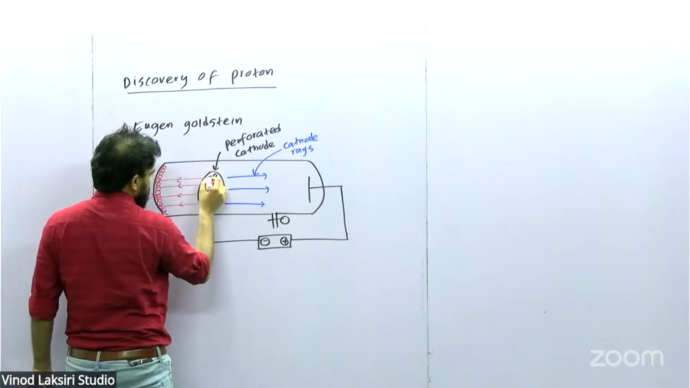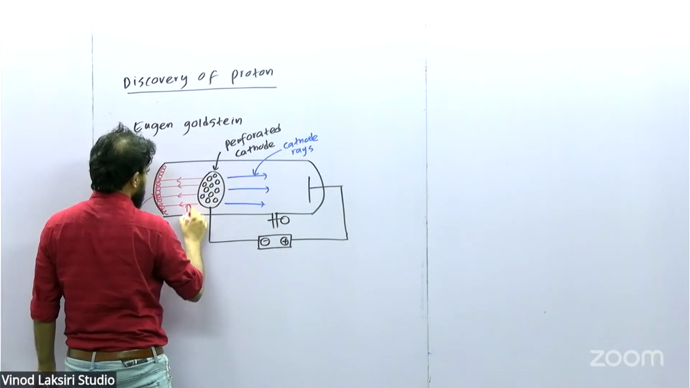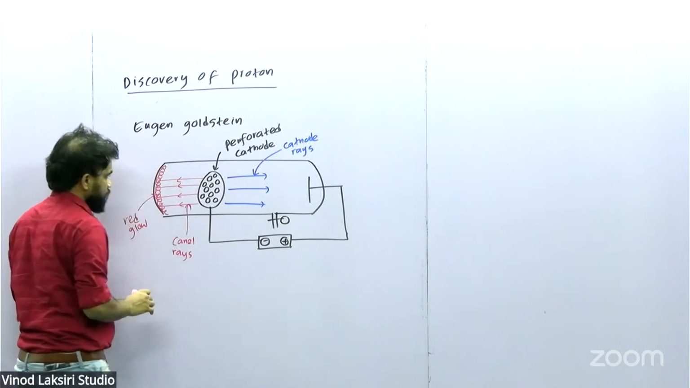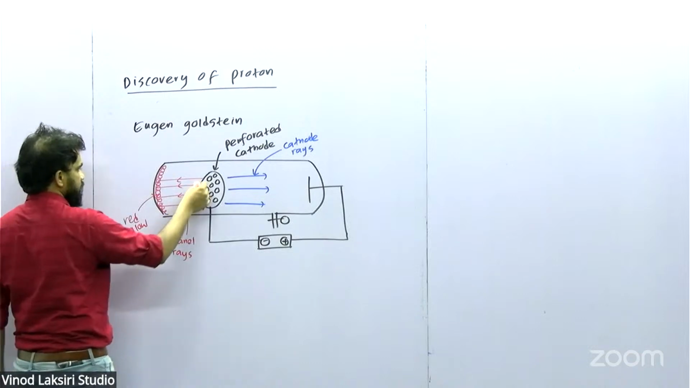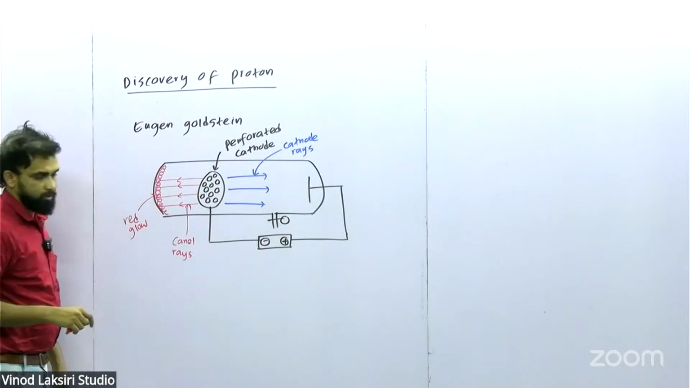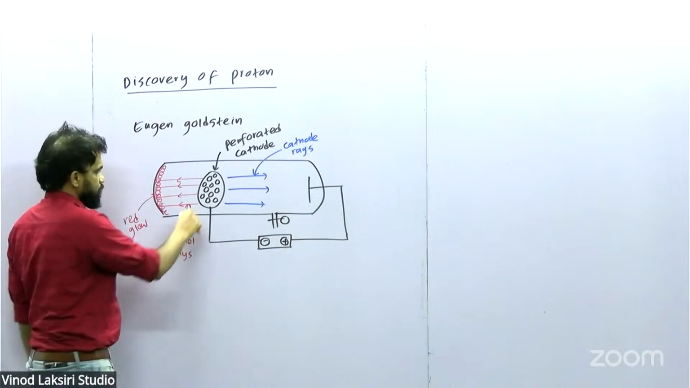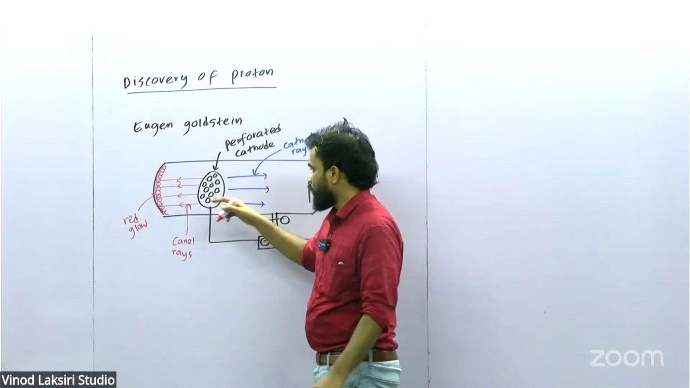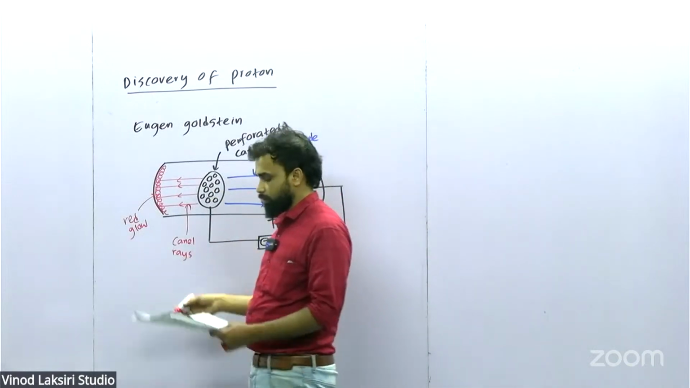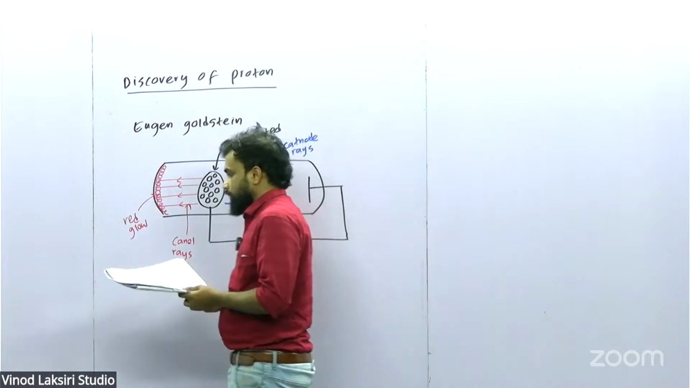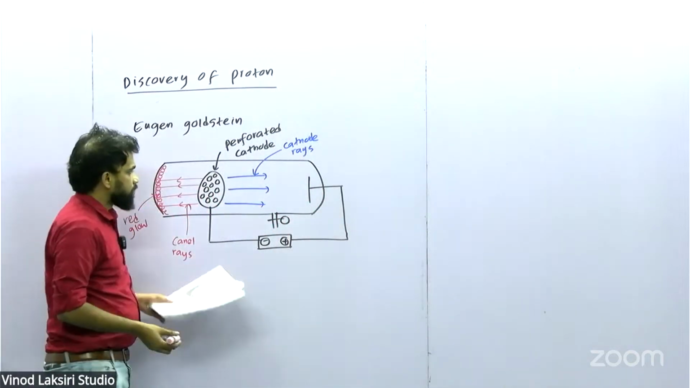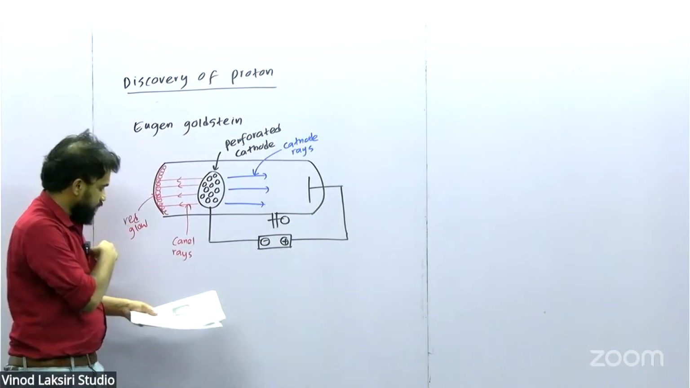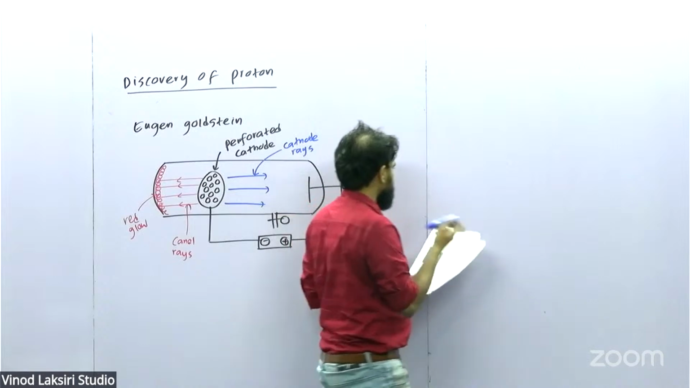So this radiation we know as canal rays, right? Because Eugen Goldstein thought this radiation is produced inside these holes of the perforated cathode. Therefore, this is known as canal rays, right? So here what happened? So what are the cathode rays? They are electrons, right? Cathode radiations are electrons.